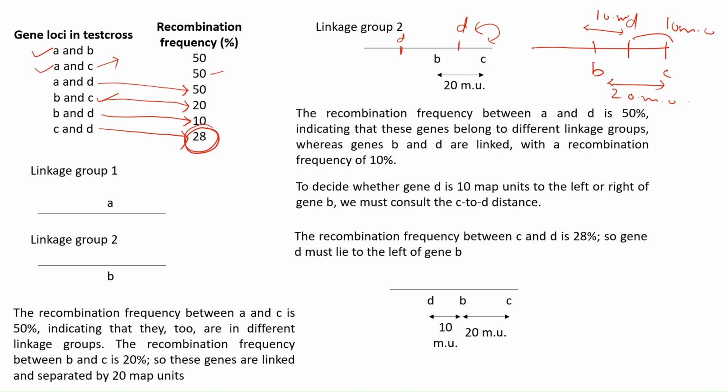So A is totally in a separate linkage group, and in linkage group 2, we have B, D and C with their respective positions. This is how we can use the recombination frequencies of gene pairs to map the positions of all the genes.